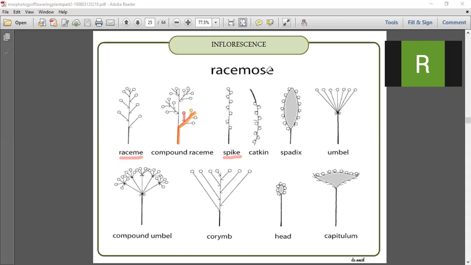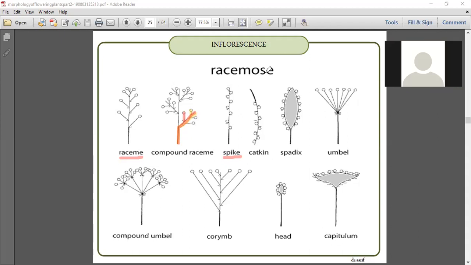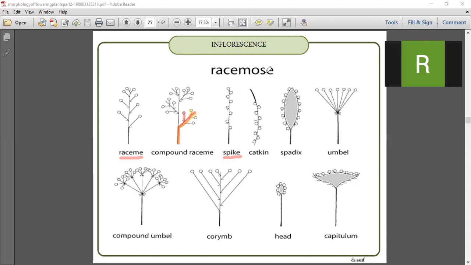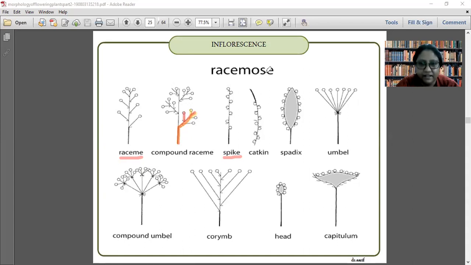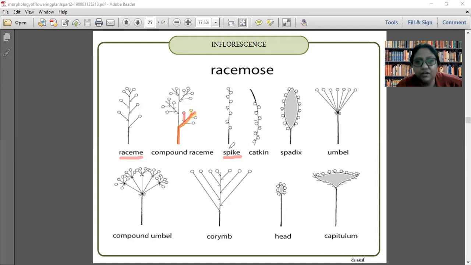Ma'am, in raceme we don't say petiole, we say pedicel. Petiole is of the leaf, right? Pedicel. So these are sessile flowers. Understood? Yes, ma'am. Flowers in spike are sessile. So now we are talking about catkin. What is the difference between catkin and spike? Catkin is upside down hanging. Yes, it is upside down hanging.